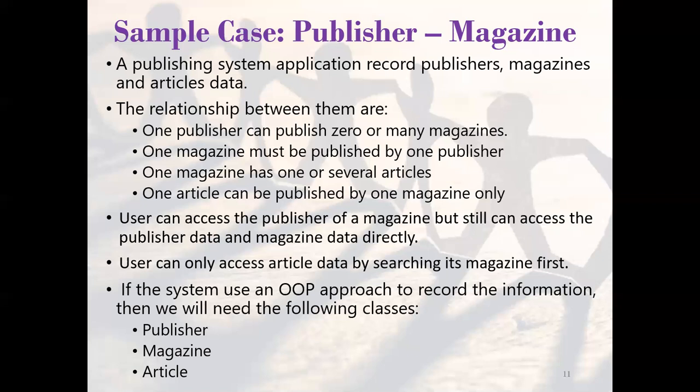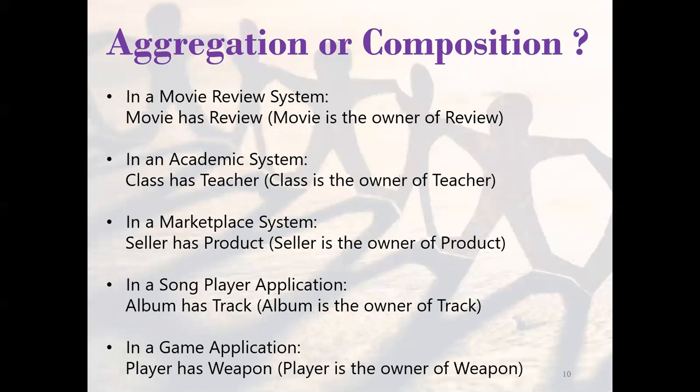Okay, so these are the relationships. User can access the publisher of a magazine, but still can access the publisher data and magazine data directly. So access is another characteristic that distinguishes aggregation and composition. In aggregation, where the relationship is weak, the existence of the child is not related to the existence of the parent, and the child is accessible without accessing the parent.